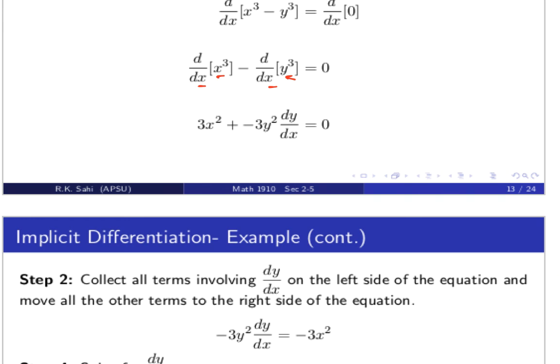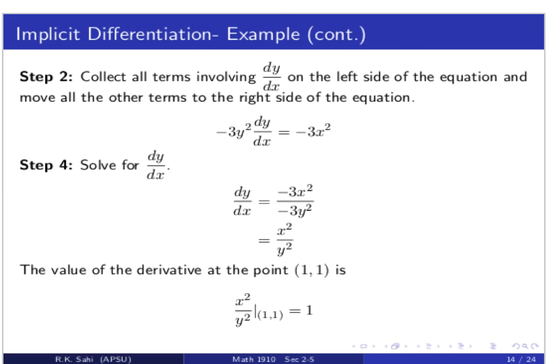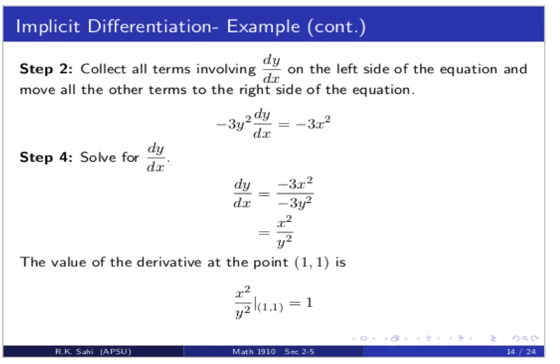So we straightforwardly apply step 4, that is solve for dy by dx. You get all the other terms on the right hand side. You get dy by dx is x squared over y squared. So to find the value of the derivative at the point 1 and 1, you're evaluating dy by dx at 1 and 1, which is basically finding the value of the function x squared over y squared at 1 and 1. x is 1, y is 1, answer is 1.